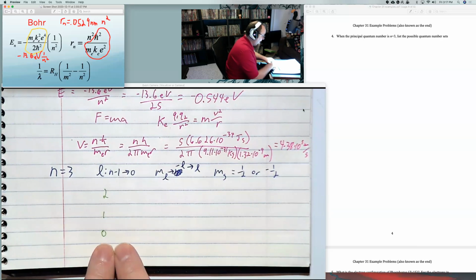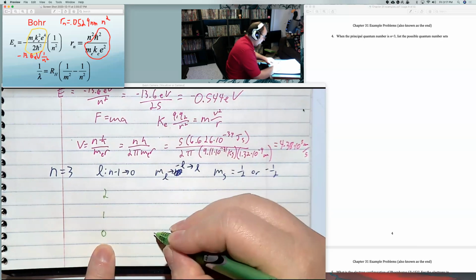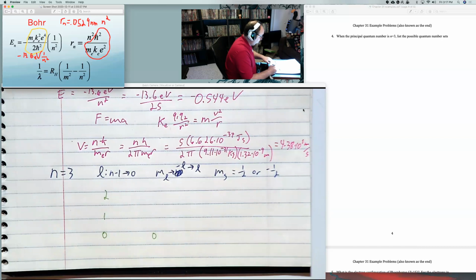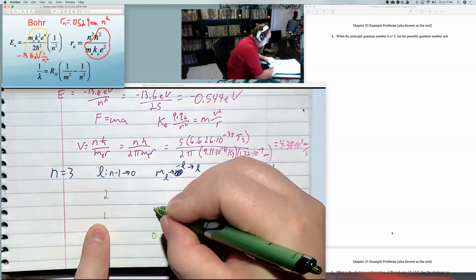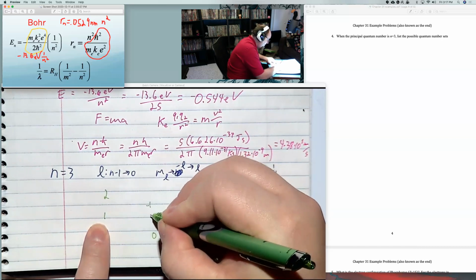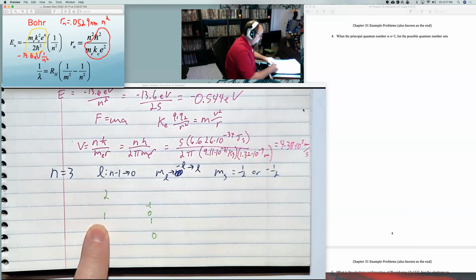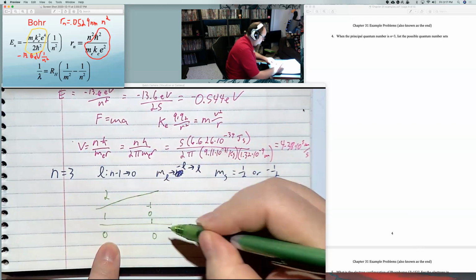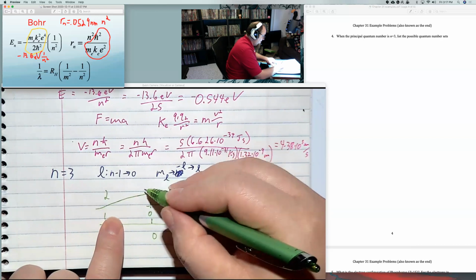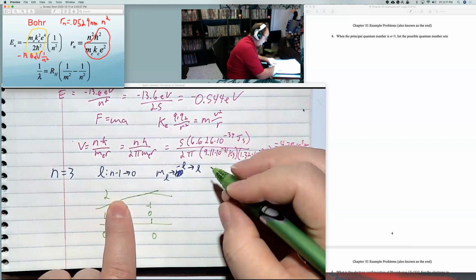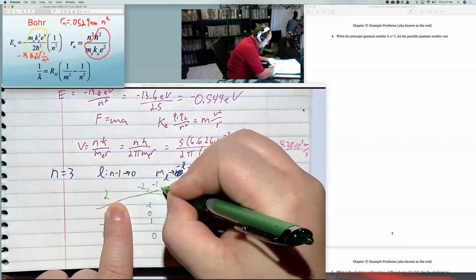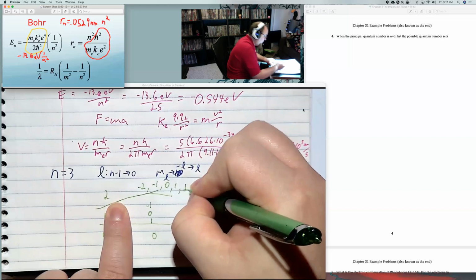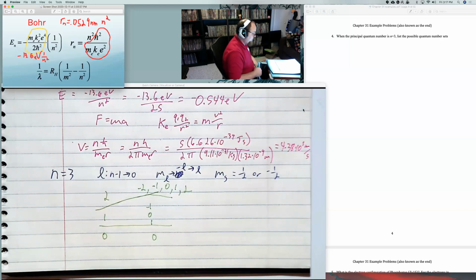Now starting at the bottom, m of l goes from negative l to l. So for l equals 0, m of l can only be 0. For l equals 1, it can be negative l to l. It can be -1, 0, or 1. And for 2, it can be -2, -1, 0, 1, or 2. Makes sense so far?